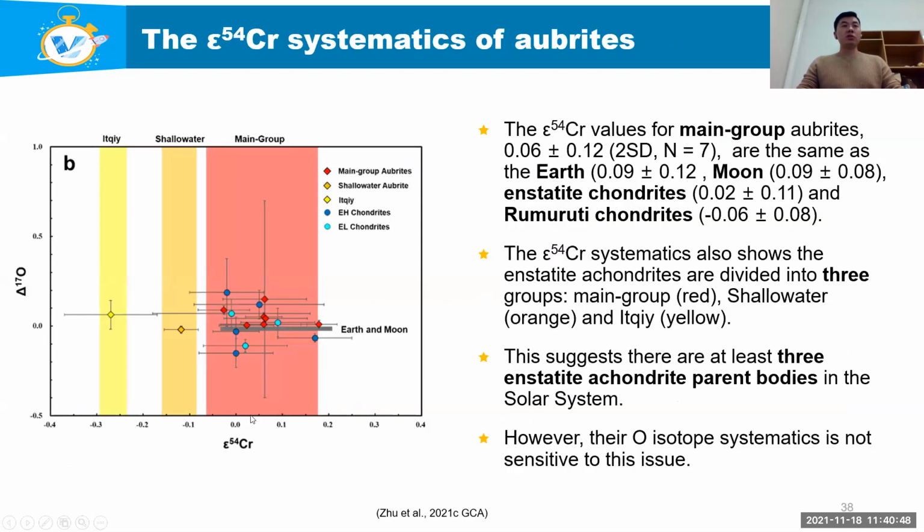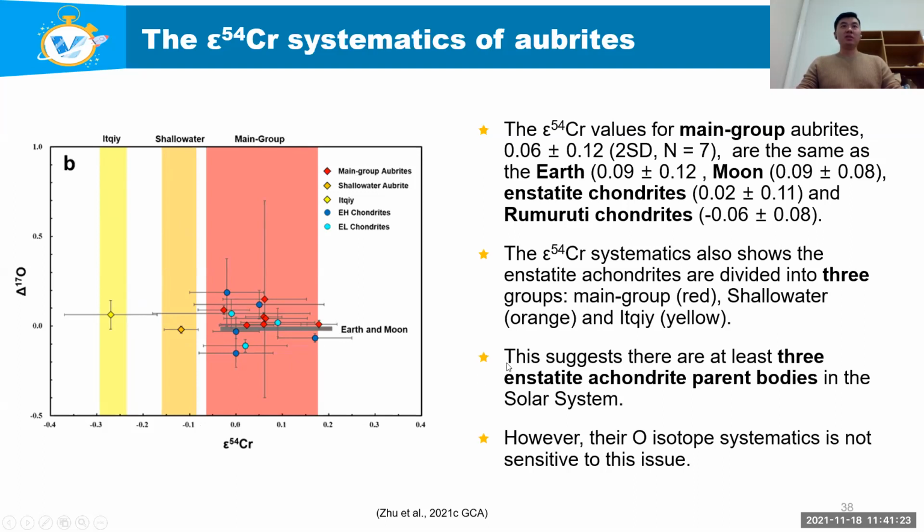And my work shows, firstly, the epsilon 54 chromium values of all the different enstatite achondrites, and they fall into three different groups. The first one is the main group aubrites, and the second is the shallow water aubrites, and finally, I don't know how to pronounce the name. There were three groups for the epsilon 54 chromium values.